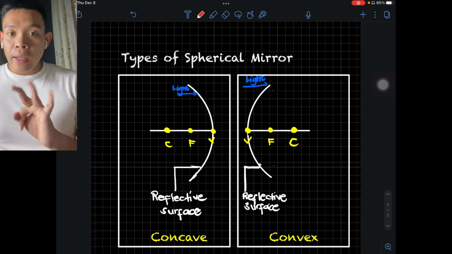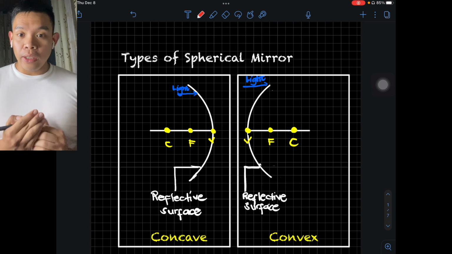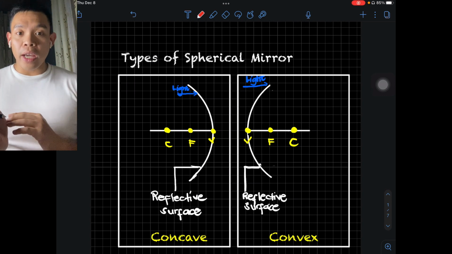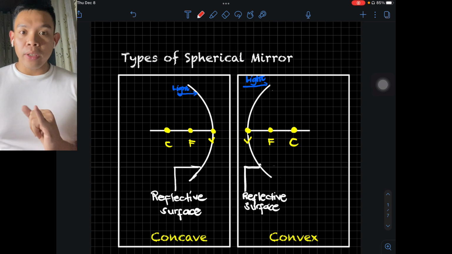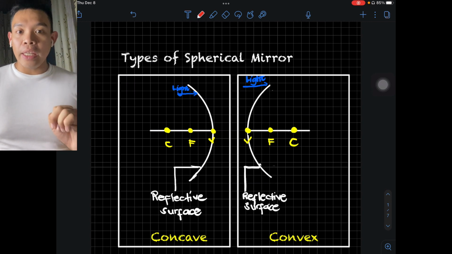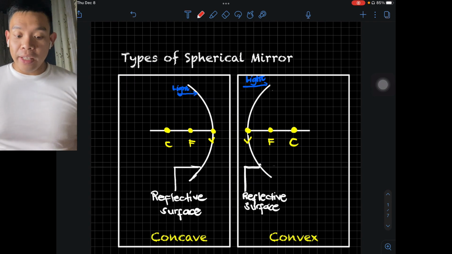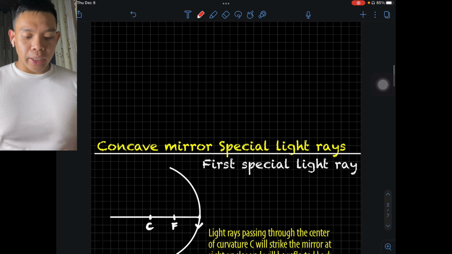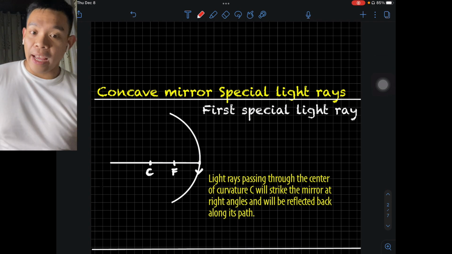There are three important points that we need to understand, and not only to check, but to know and memorize. We have the center of curvature, the focal point, and the vertex. These are the three important points because they will always appear, particularly in ray diagramming. Let's start with the concave mirror and its special light rays.